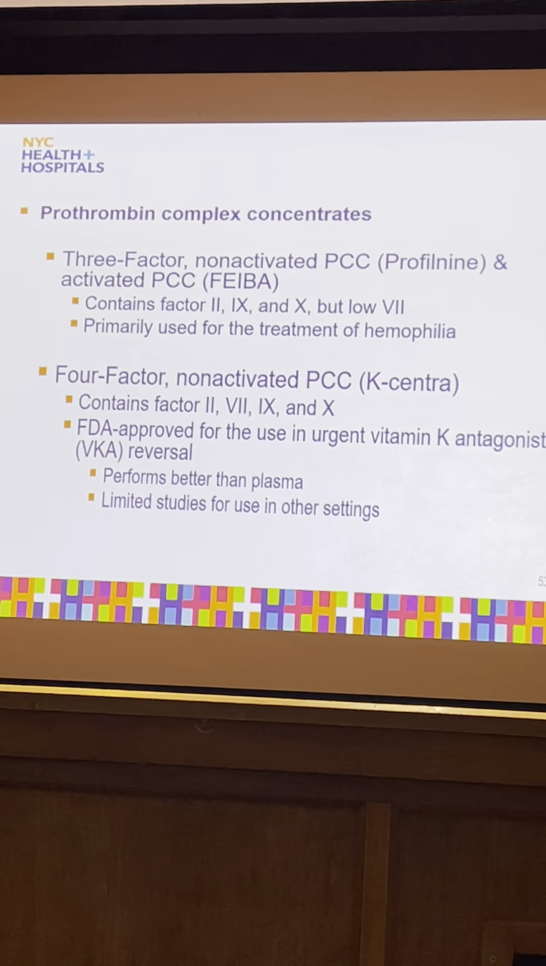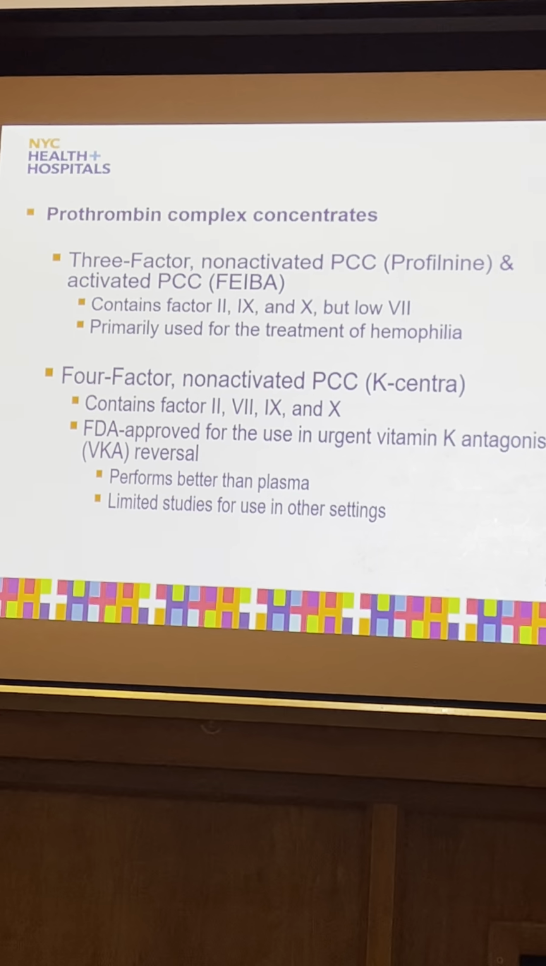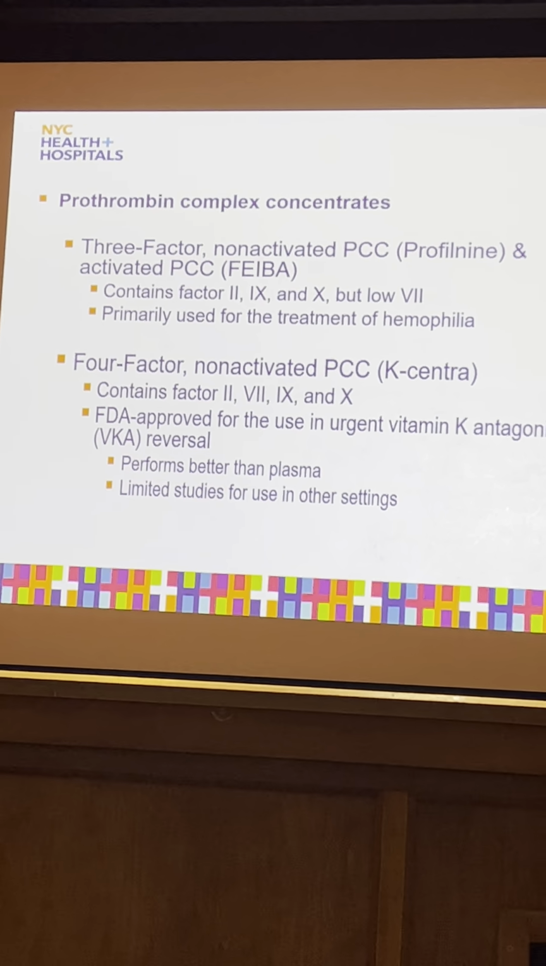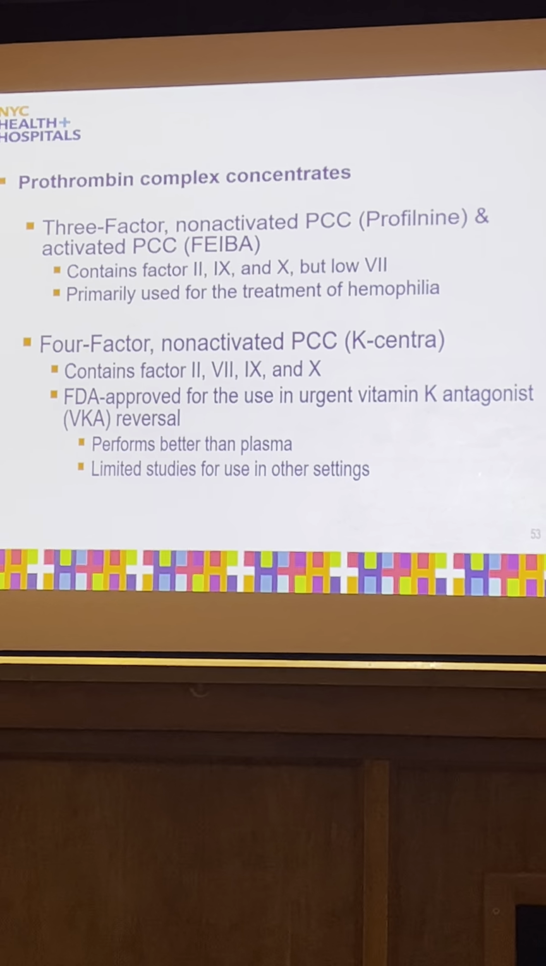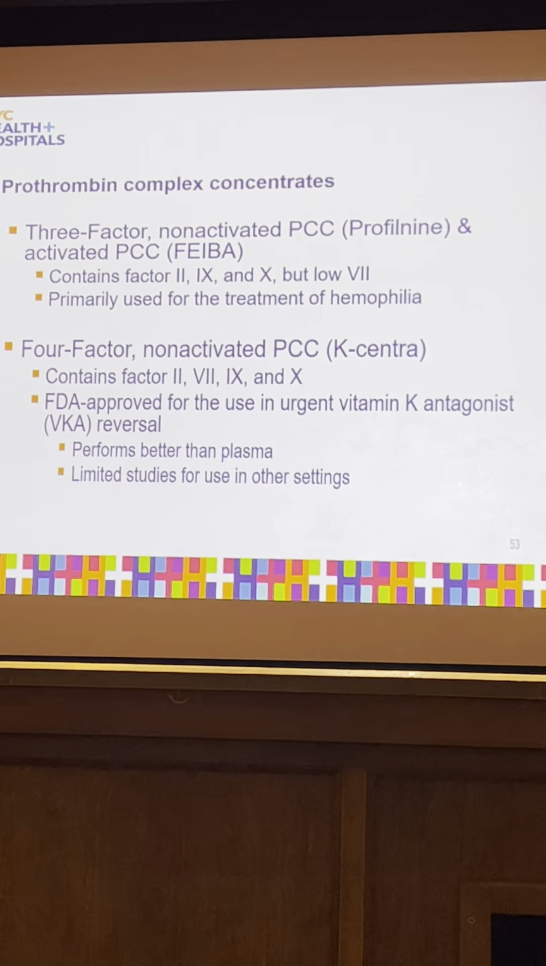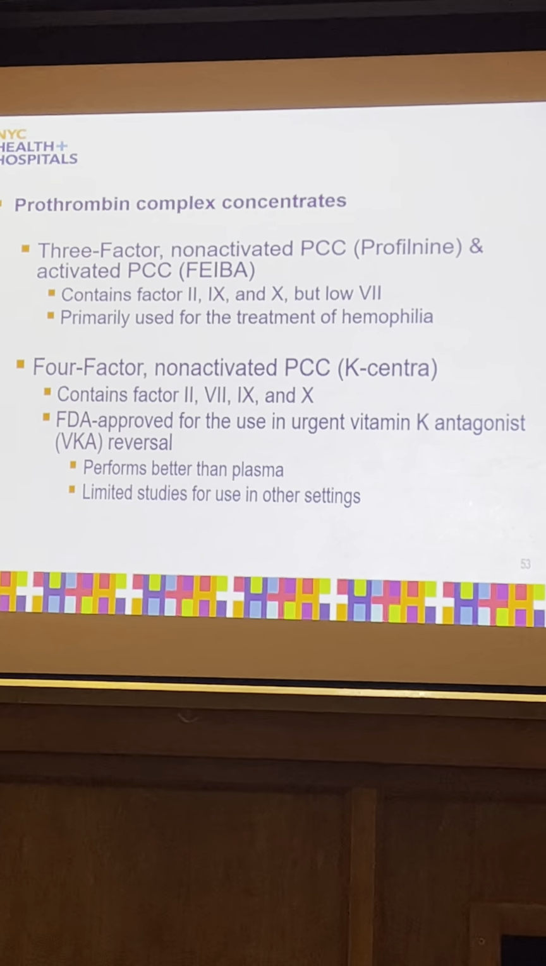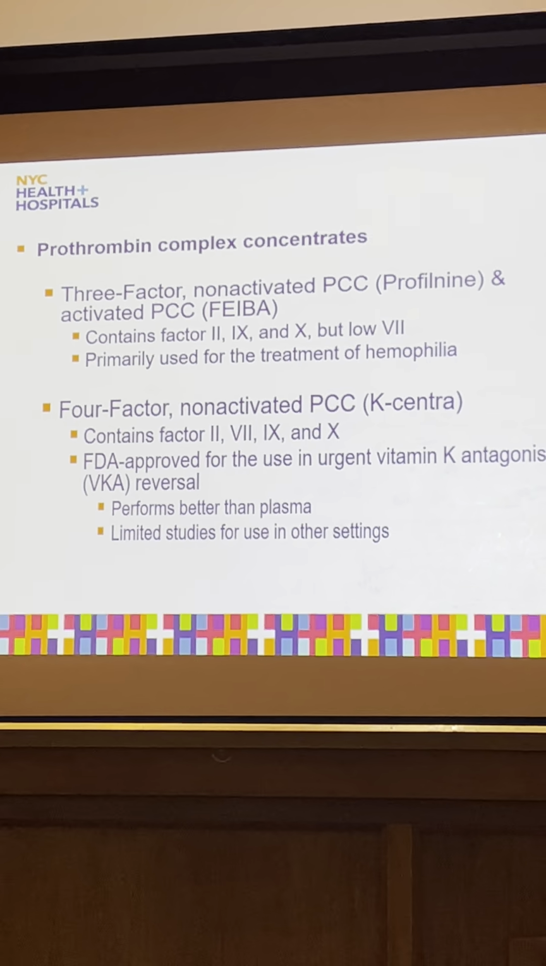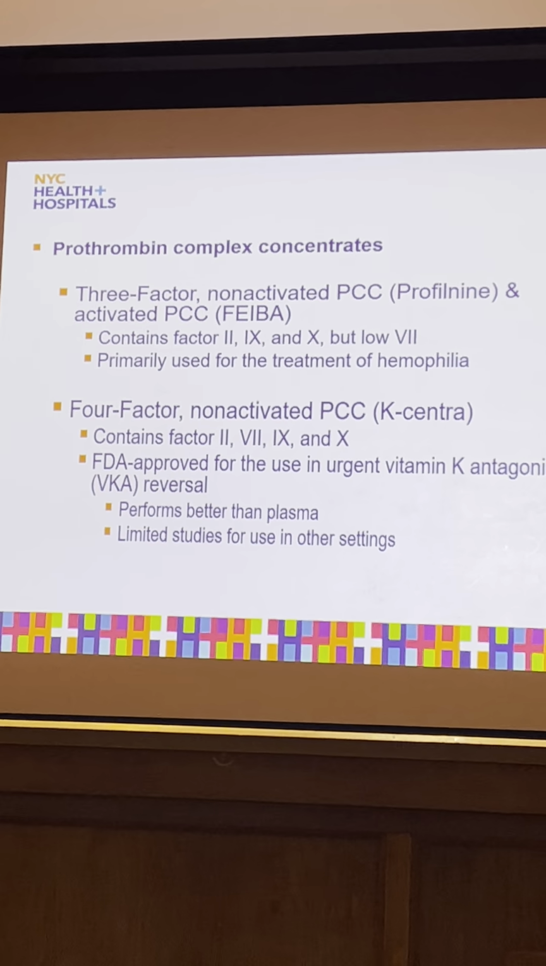Next are the prothrombin complex concentrates. We have the 3-factor and 4-factor. I don't want to spend much time on the 3-factor because it's not as popular as the 4-factor, which contains factors 2, 7, 9, and 10. As we know, this has been central. It's FDA approved and used for urgent vitamin K antagonist reversal, but physicians use it for other indications as well.